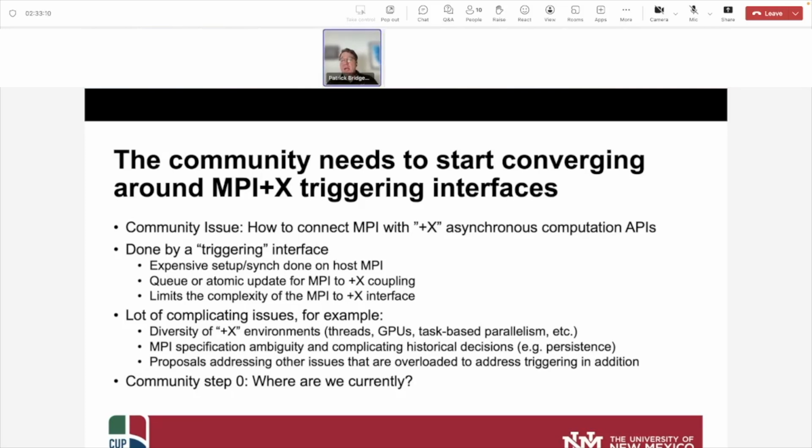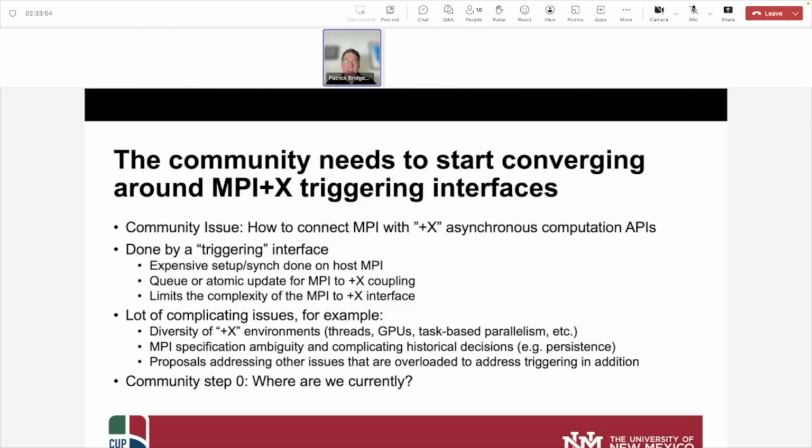So there's not just one +X environment. As we saw when we started looking at things, there's sort of CUDA and HIP kinds of things you see, but we also started looking at what people have been doing with SYCL, right? And there's a lot of different ways, a lot of different semantics, a lot of different programming systems that come with OpenMP versus NVSHMEM versus CUDA versus, pick your favorite thing. And the MPI specification has a lot of ambiguity and complicated historical decisions around things like persistence, or wildcard, as Ryan mentioned, that complicate what otherwise might be relatively straightforward.